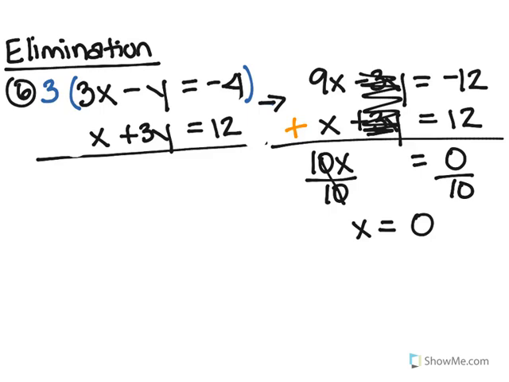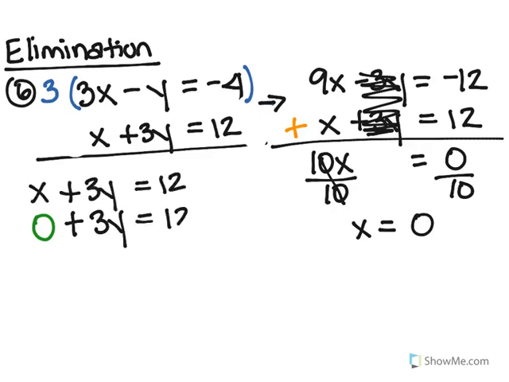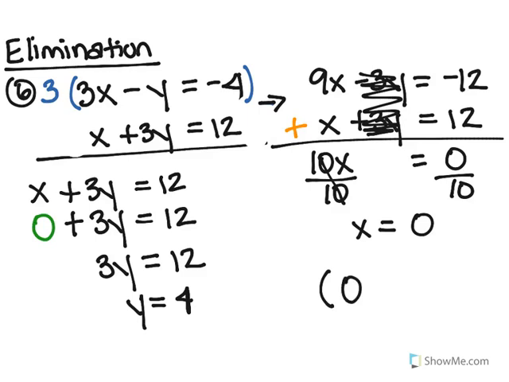I'm going to sub 0 in for my x. So that just leaves me with 3y equals 12. If I divide by 3, my y is 4. So our ordered pair, our point of intersection, is (0, 4).